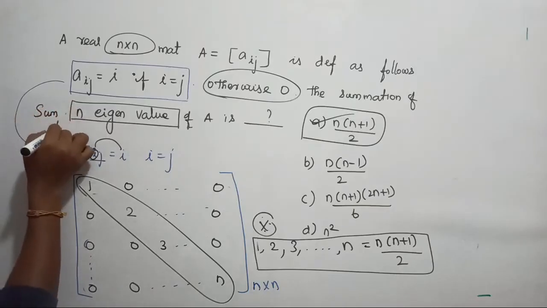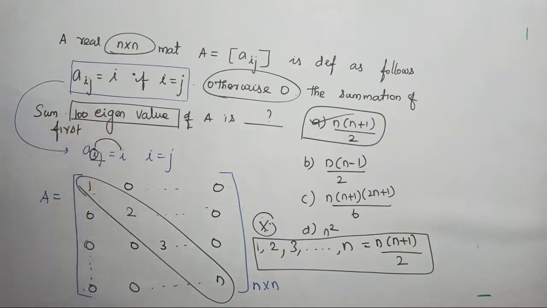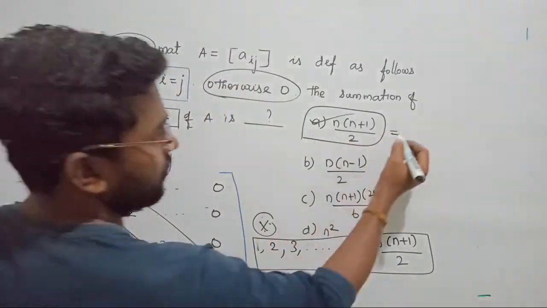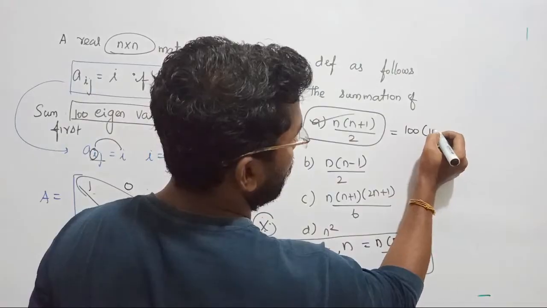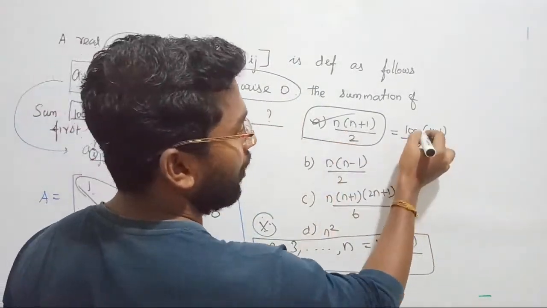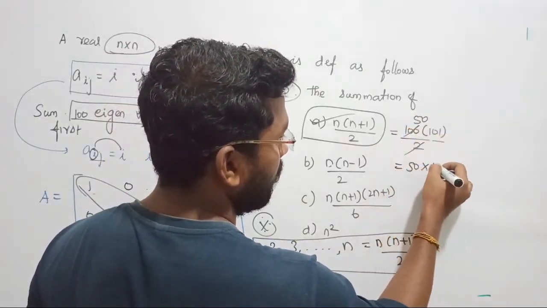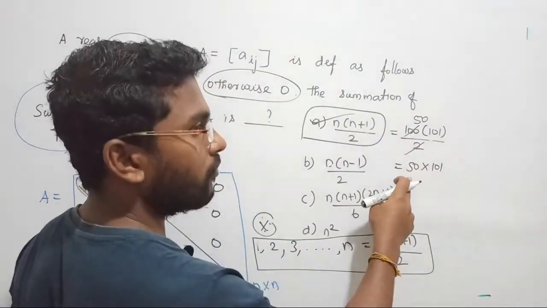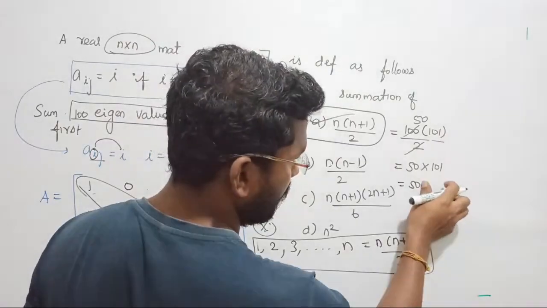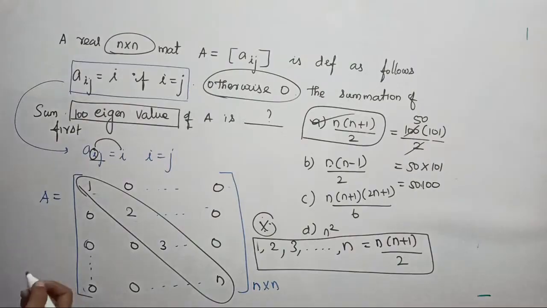first 100 eigenvalues. First 100 eigenvalues அப்படின்னு கொடுத்திருந்தாங்கன்னா what will be your answer? It is going to be n க்கு பதிலா they are putting 100. Just put 100 here. 100 into 101 by 2. n க்கு 100 போட்டீங்கன்னா 100 plus 1 will become 101 only. If I cancel it, it is going to be 50, such that it will become 50 times 101. எவ்வளோங்க வரும், 100 into 50 will become 5000. So it is going to be 5050, 1 second. Is it correct? Yes, that is 5050. That is the correct answer.